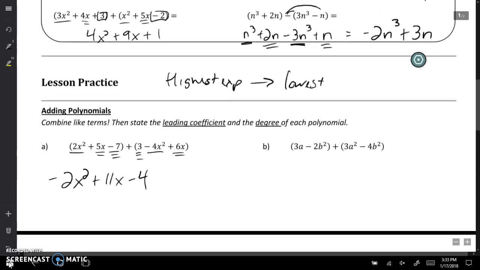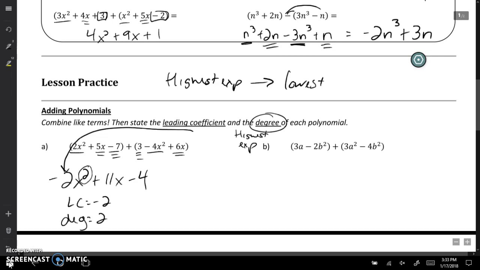The leading coefficient is the coefficient that's in the very front. So in this case, it's negative 2. The degree is the highest exponent. So the highest exponent in this case is 2. So we say this is a second degree.